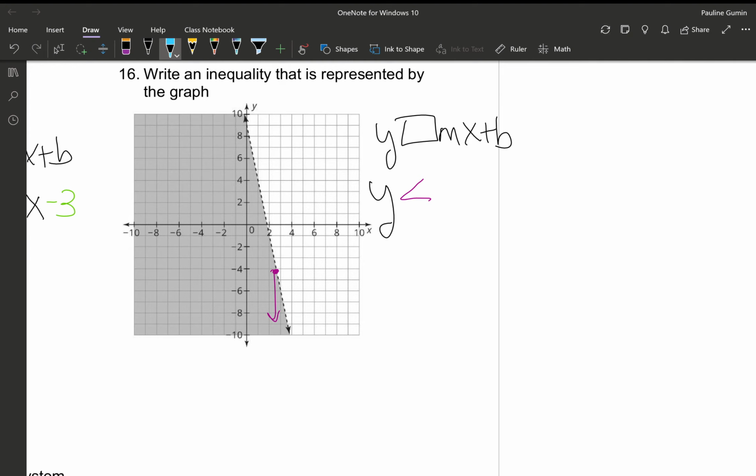Next, let's do our slope. Let's find two nice points. Let's do this one and this one. So we go down 1, 2, 3, 4, 5 over 1. Down 5 is -5 to the right 1. And our y-intercept actually happens right up here. I believe that is at 9. That's it.